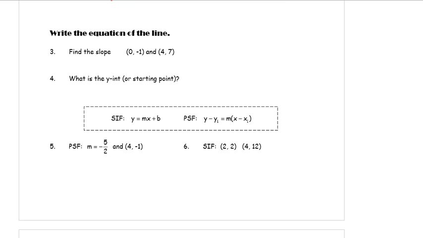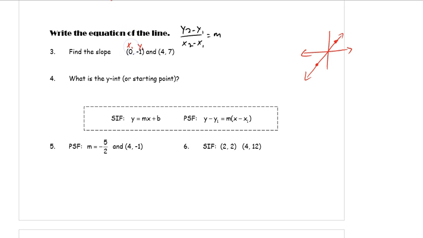Okay, for the next few we're going to write the equation of the line. So we're going to start off pretty basic. We need to find the slope between 2 points. So, for example, if we had 2 points somewhere, say a point here and a point here, we want to find out what the slope of the line is. So we're given 2 points, and you should remember this formula. It is y2 minus y1 over x2 minus x1. That's your slope.